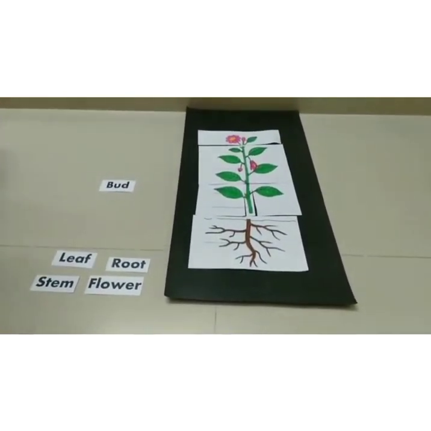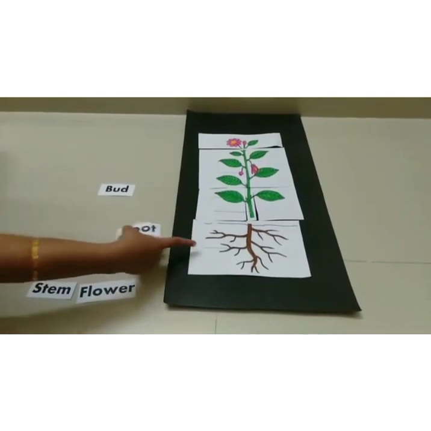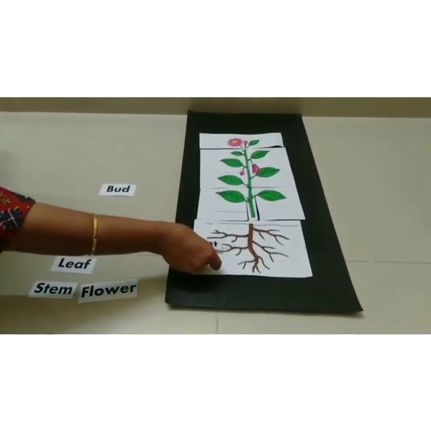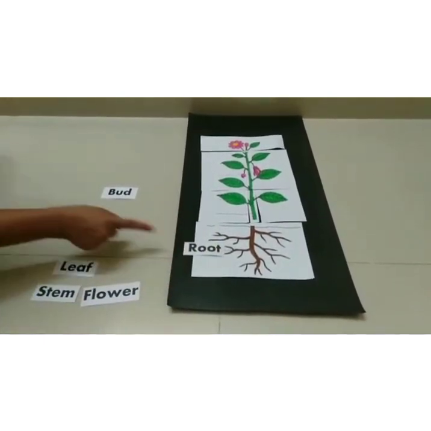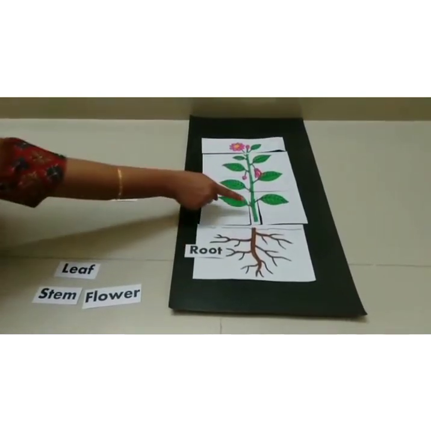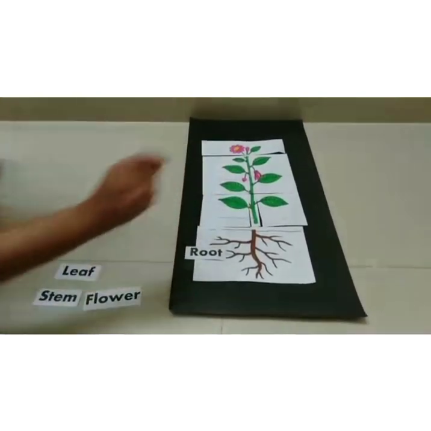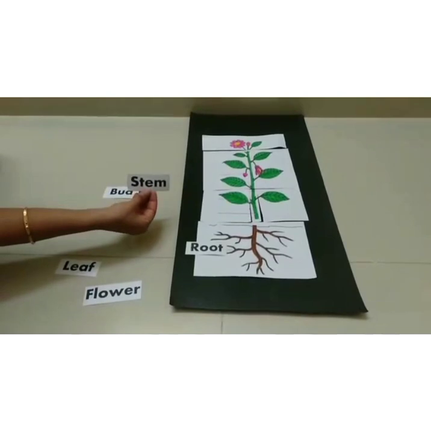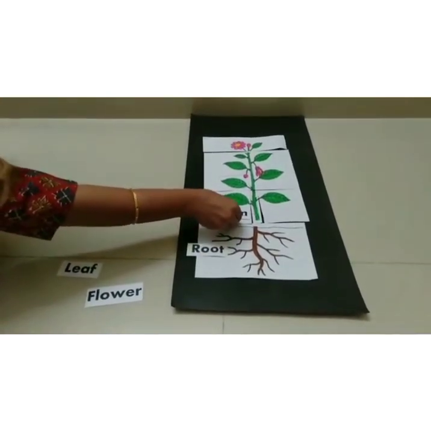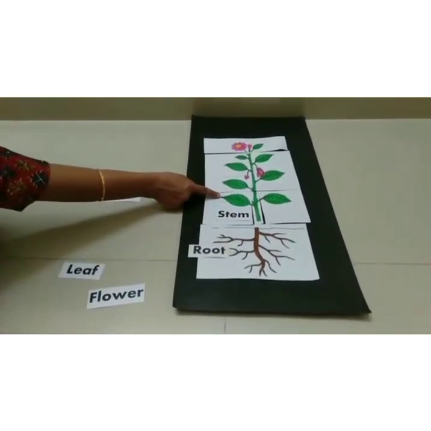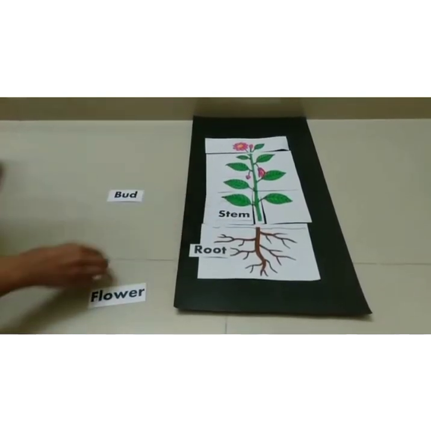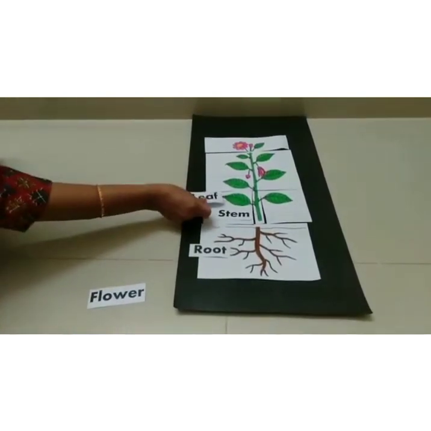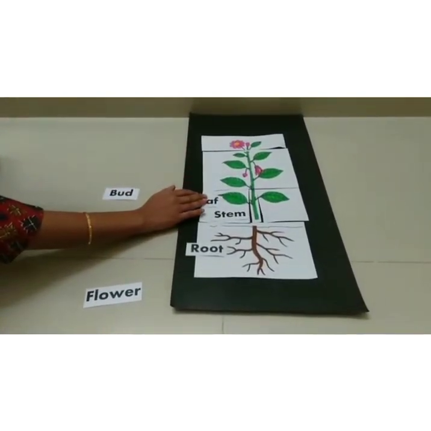Can we name them one by one? What is this, children? Root. Which part is this? This is stem. What is this? You are right. Leaf.